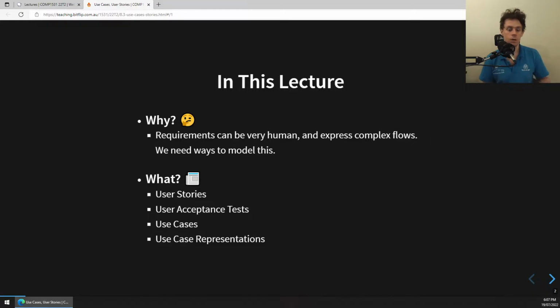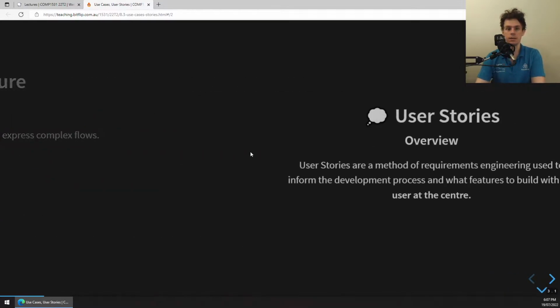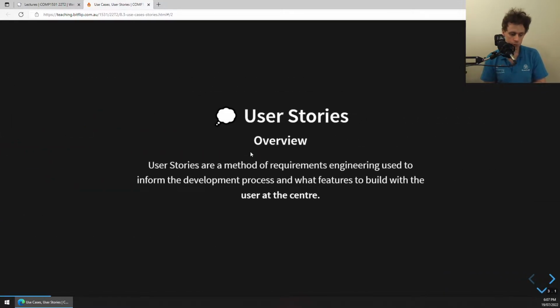So what we're going to be talking about tonight are user stories, user acceptance tests, use cases, use case representations, and these are all really just part of the same thing. So firstly, user stories. You might have heard of this before. If you haven't heard of it, you will probably hear of it in the future. It's a very common thing that floats around big tech.